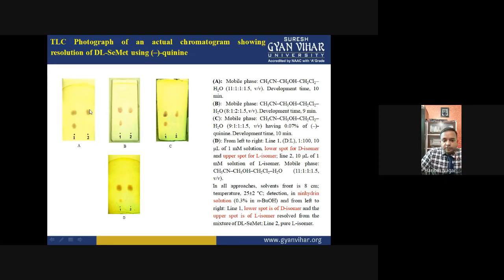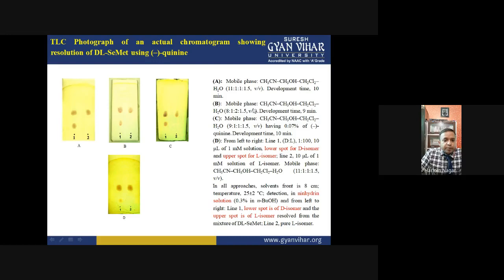This lower spot is for the D isomer of selenomethionine, while the upper spot is for the L enantiomer of selenomethionine. Both these spots are clearly separated by the chromatographic run. It means we have separated the D and L enantiomers of selenomethionine.